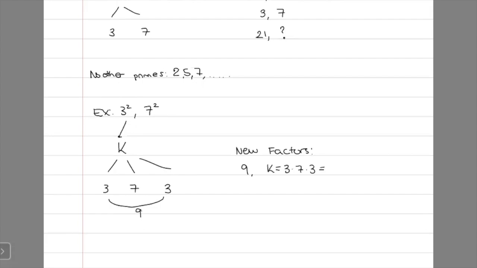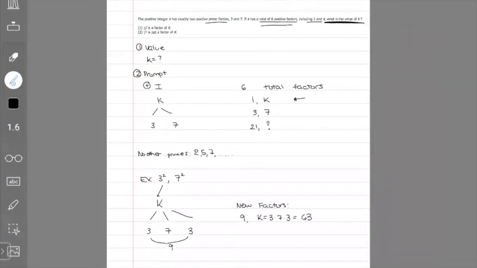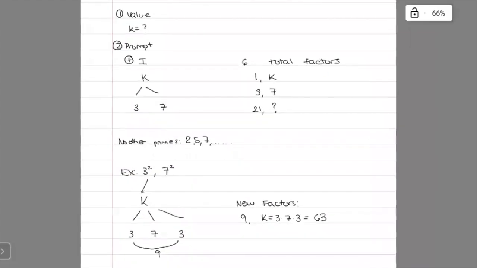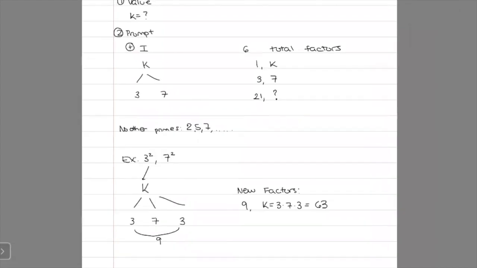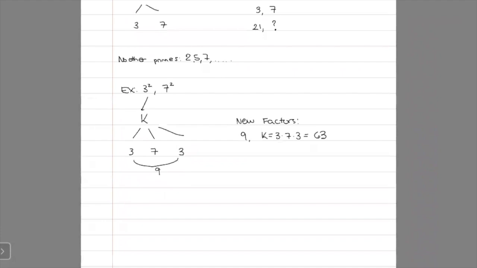So 63. So it's really important to focus on the fact that they tell you that you have a total of 6 positive factors, and you have to think about how that's possible, that you're only adding one extra factor by adding a prime factor in there. And so it has to be essentially the same exact number as one that you already have.